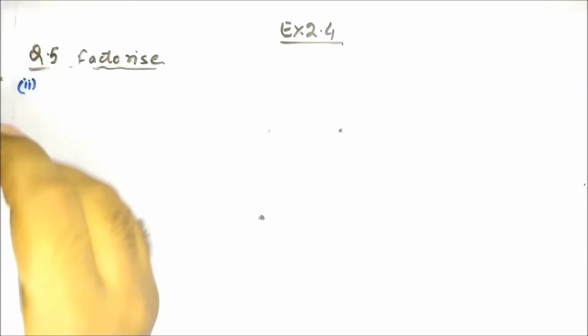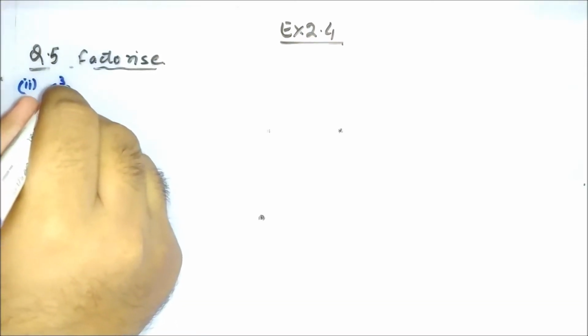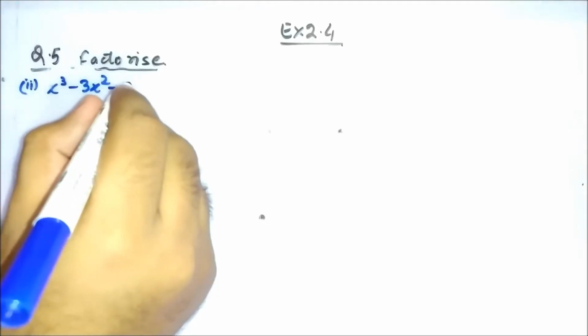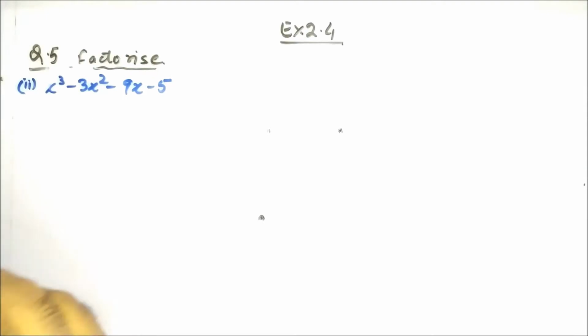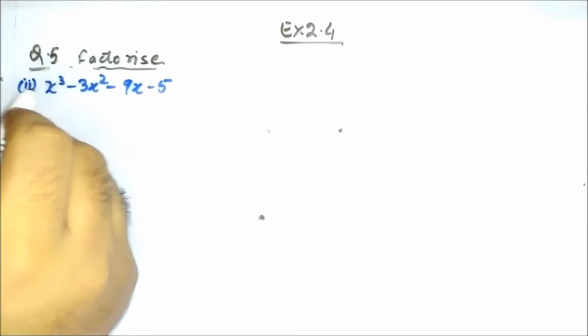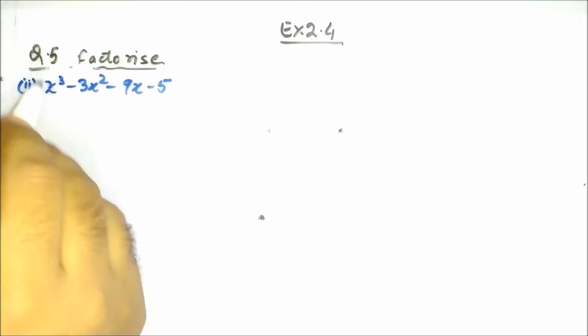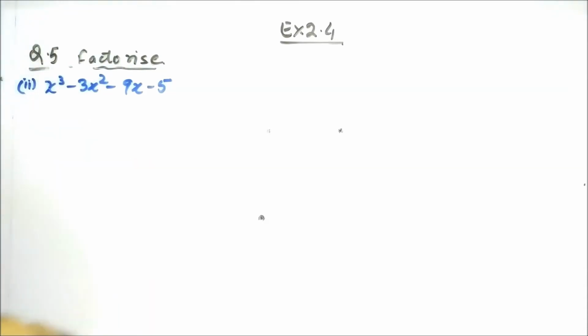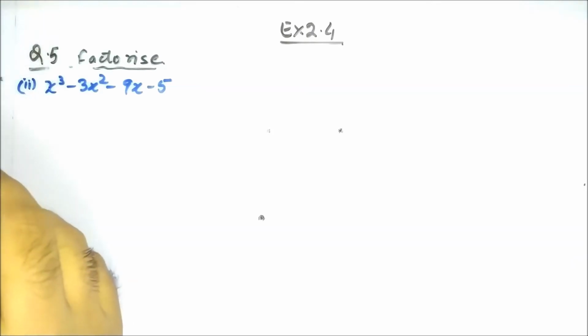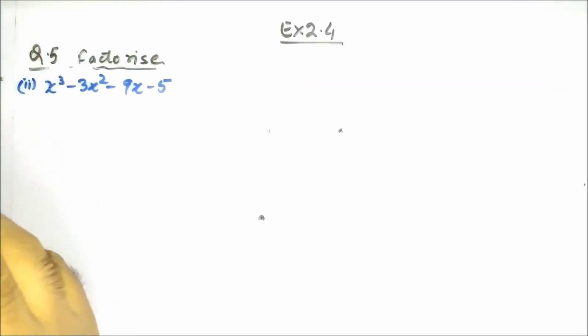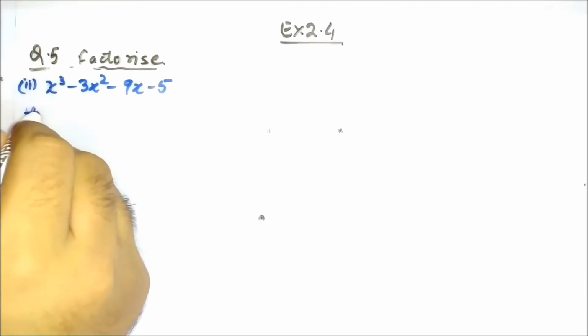So the second part is x cube minus 3x square minus 9x minus 5. We have this cubic polynomial given. Why is this a cubic polynomial? Because the degree of this polynomial is 3. Why is the degree 3? Because the variable has the highest power 3. Now to solve this we need to factorize this. We need 3 factors of this. Why will we get 3 factors? Because the degree is 3. Now first we'll follow the hit and trial method.